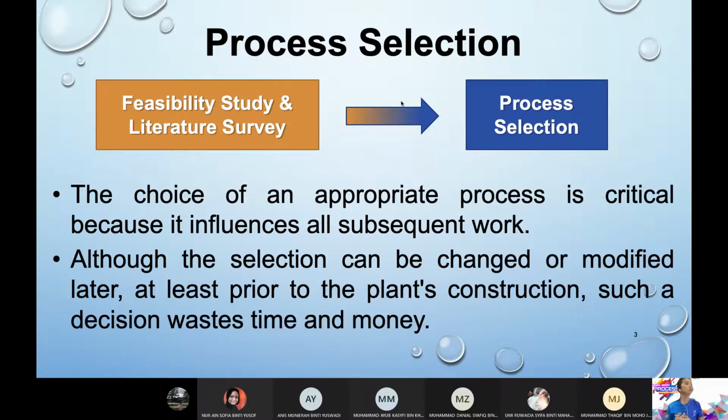Okay, so to do process selection, of course, you have to do feasibility study dengan literature survey. Okay, so choice of process tu, as I told you, is very critical at week 3 yang kita akan jumpa Rabu depan, sebab kalau kita tak pilih proses, kita tak boleh mula apa-apa, dan always remember, kamu dah tak boleh go back kalau kamu dah choose proses tu. Okay, so although the selection can be changed or modified, but this will waste time and waste money. Real practical world membazir masa dan duit.